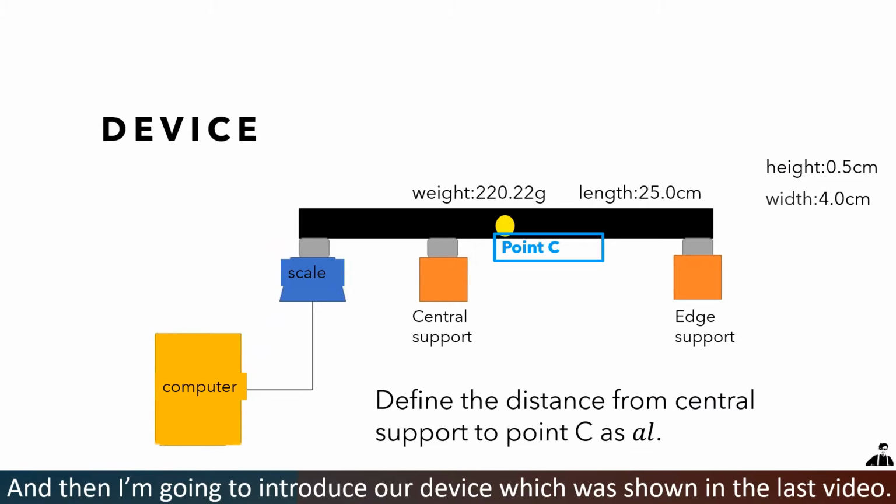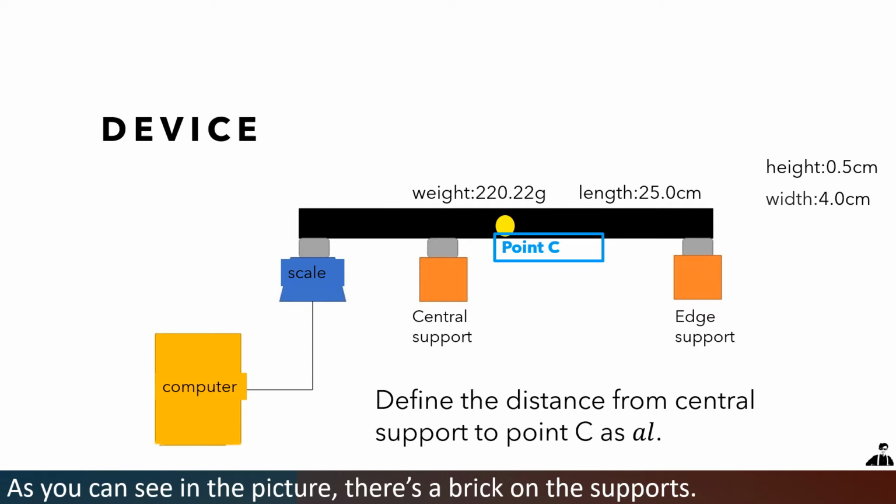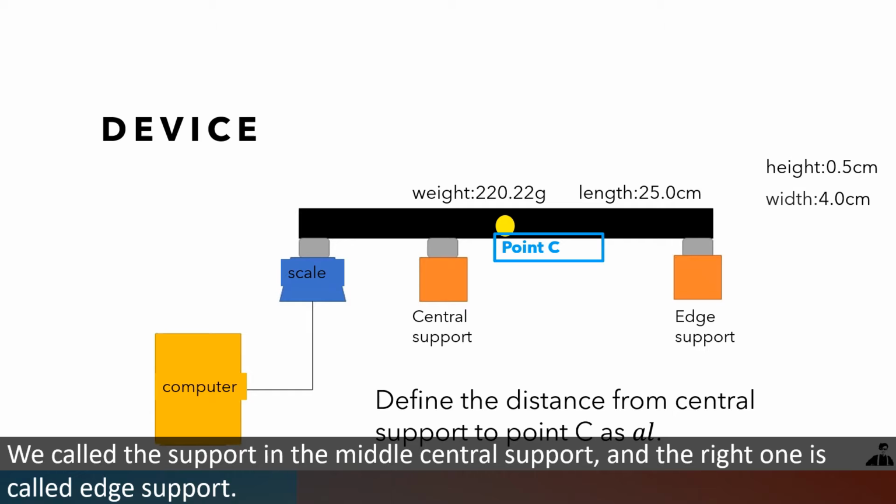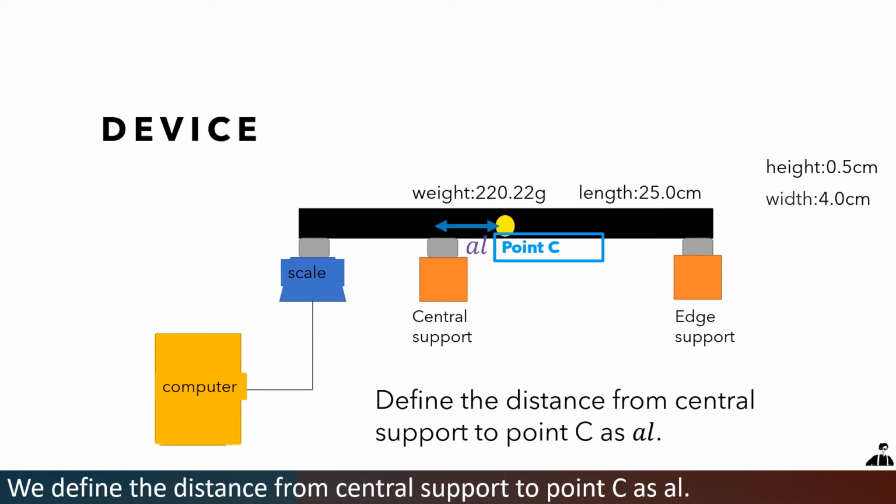And then I'm going to introduce our device which was shown in the last video. As you can see in the picture, there's a brick on the supports. We call the support in the middle central support, and the right one is called edge support. We define the distance from the central support to point C as AL.